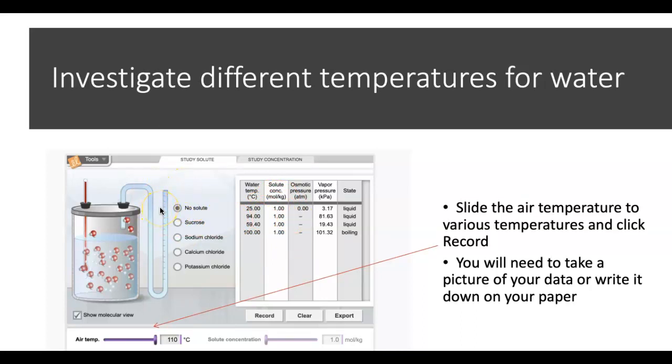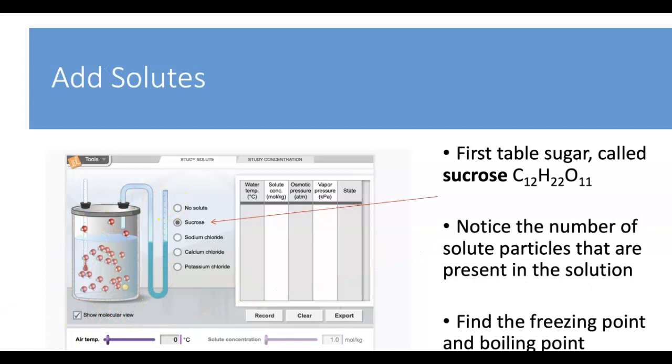You're going to want to then record your data either on your own piece of paper or take a picture of the screen. Then what you're going to do is add the solutes. The first solute that we're going to add, of course, is C12H22O11. That's that sugar, sucrose, that you put in your coffee or on your cereal in the morning. And you'll remember that sucrose is a covalent bond. It's all nonmetal, so there's only going to be one particle in this solution. And that's going to be an important thing for you to record on your data.